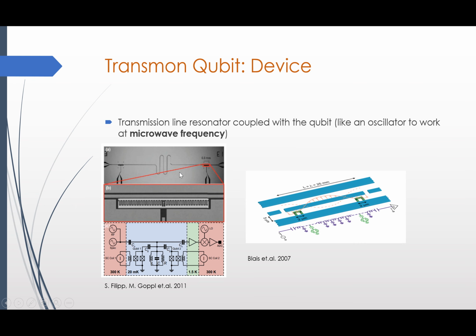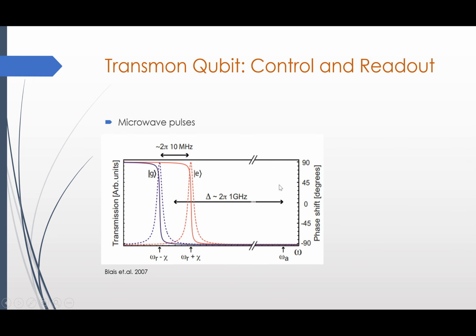Here are some pictures of the device. We need to use microwave pulses to control it, so we use a transmission line resonator. A transmission line resonator is just like an oscillation circuit working at microwave frequency. It's proper for this function. The control and readout are nothing special. We can generate a pulse at frequency omega r plus or minus chi to make a projective measurement, and we can use any other pulses we want to control, as we learned for other qubit systems.